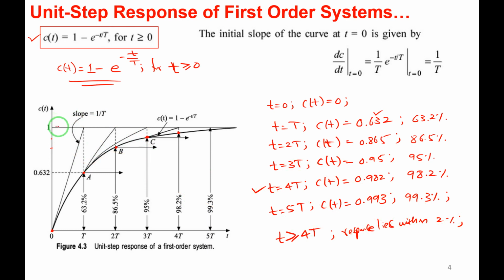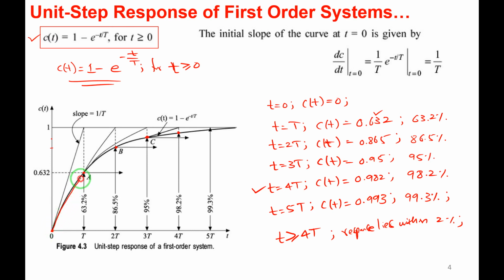The reference is this unit step signal, right? So if I treat 1 as 100%, this is 1, and in terms of percentage it is 100%. If t is greater than or equal to 4T, the response will be within 2% of the final value. I hope you understood. Then connect all these dots, and you will get the response.